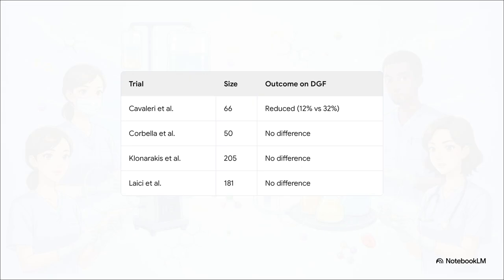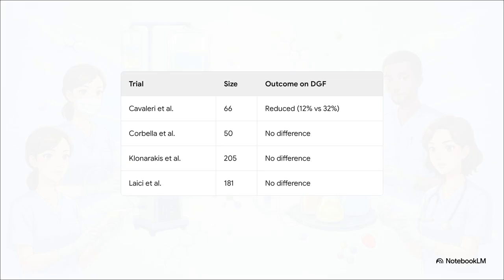On the positive side, Cavallari's prospective study of 66 patients showed a really striking reduction in DGF. It dropped all the way down to 12% from 32%, and significantly fewer cardiovascular complications when using stroke volume optimization. That sounds fantastic. However, other robust trials severely temper this enthusiasm. Harbell's esophageal Doppler study proved the concept was feasible, but it failed to show any difference in DGF rates. Furthermore, a recent systematic review and meta-analysis by Klonarakis, which pulled 4 RCTs of 205 patients, found absolutely no significant impact on DGF whatsoever, citing very low-grade evidence.